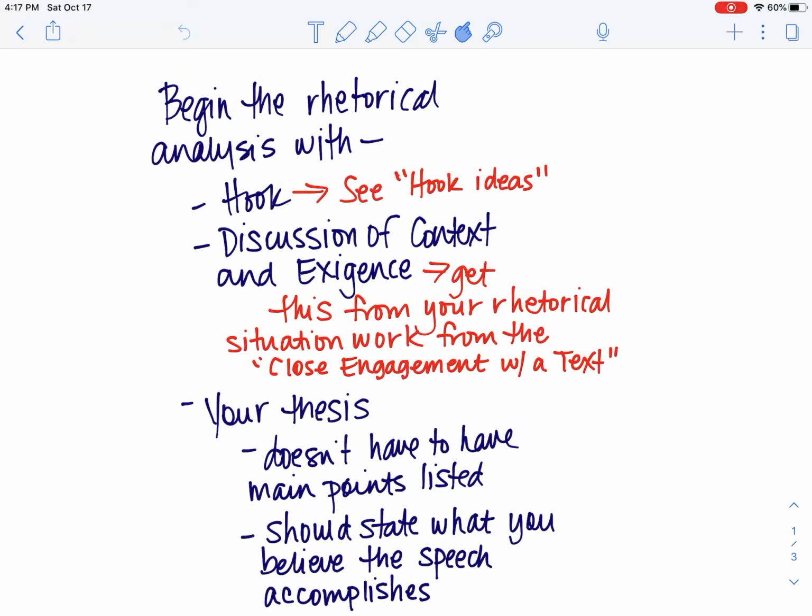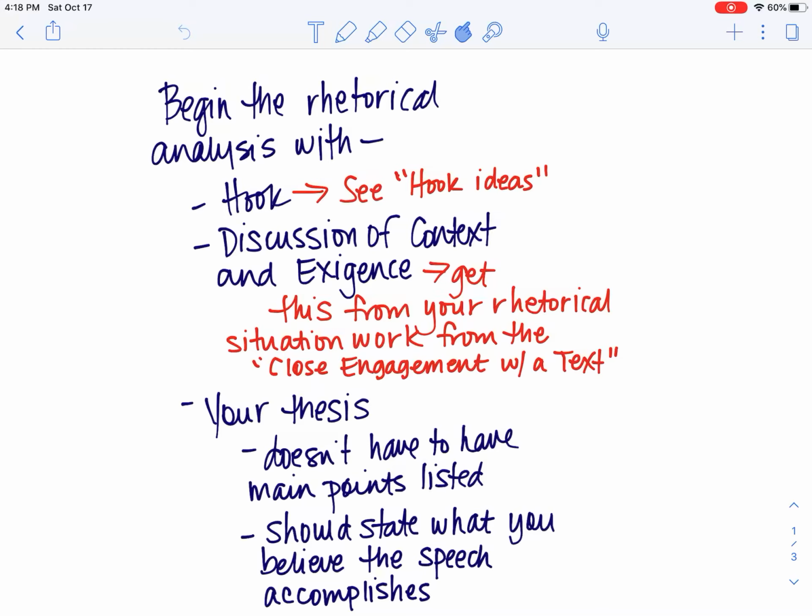So let's get started. You have my example, but I want to go over the parts of it and how to begin and get you all started. You'll begin the rhetorical analysis with, first, the hook. I posted some hook ideas during class on Wednesday. I think it's attached to last Friday's week 9 assignments, and I think it's called hook ideas. That's the first thing that you do in your paper.